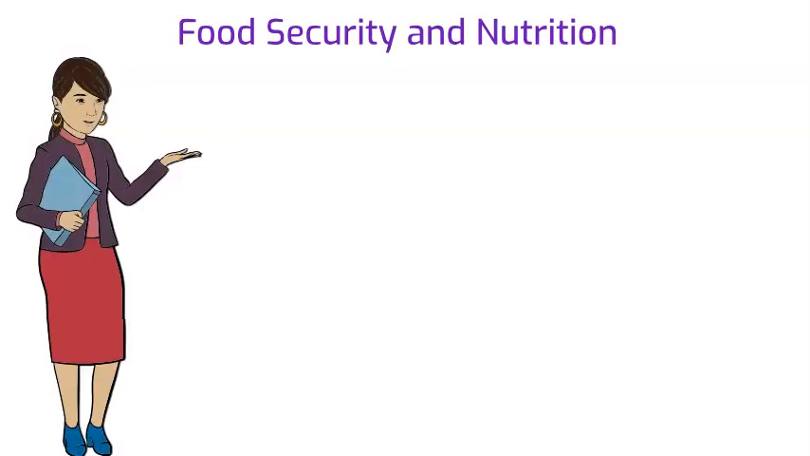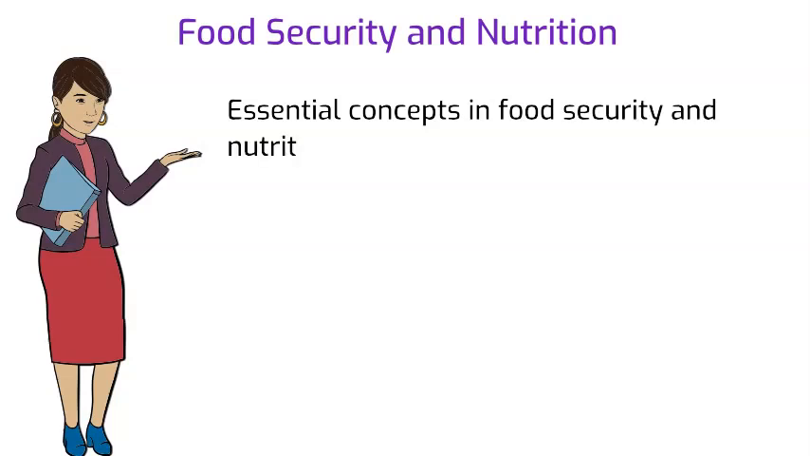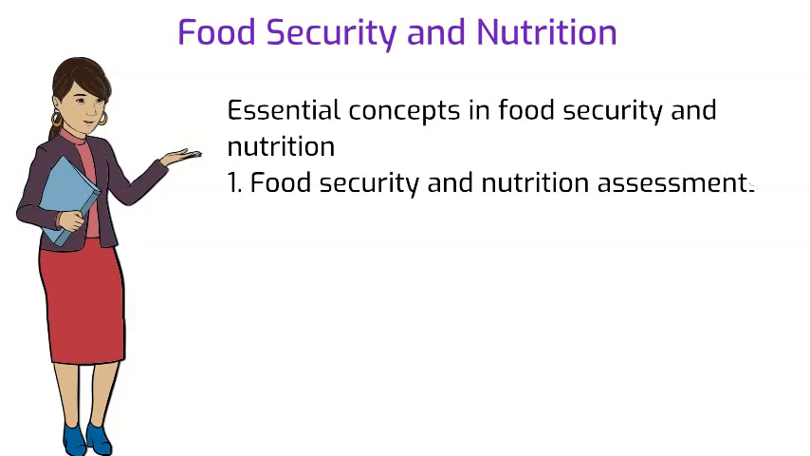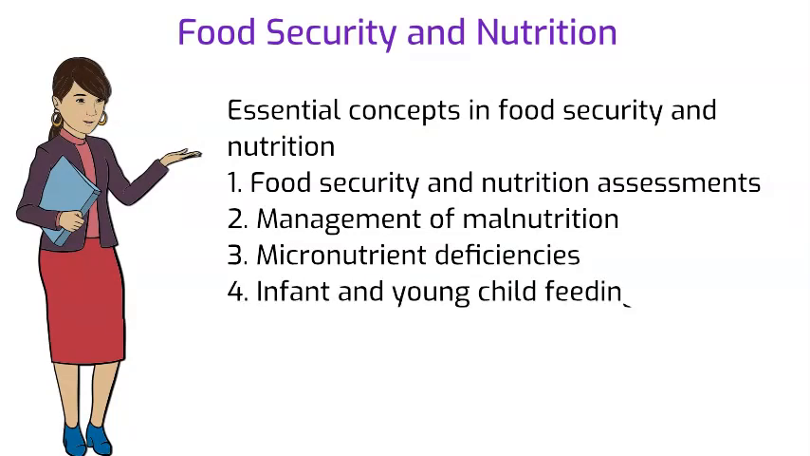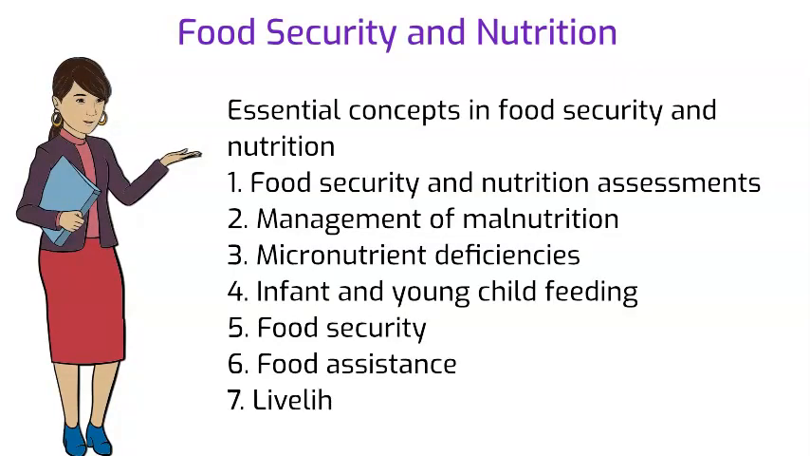Food security and nutrition. In this part we'll explain the essential concepts in food security and nutrition. 1. Food security and nutrition assessments. 2. Management of malnutrition. 3. Micronutrient deficiencies. 4. Infant and young child feeding. 5. Food security. 6. Food assistance. 7. Livelihoods.